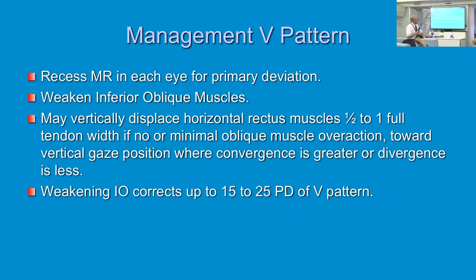So management of V patterns would include recessing the medial rectus in each eye for the primary deviation, the V pattern esotropia. Perhaps weakening the inferior oblique muscles. You may need to vertically displace the horizontal rectus muscles one-half to one-quarter tendon width, especially if there's no or minimal oblique overaction.